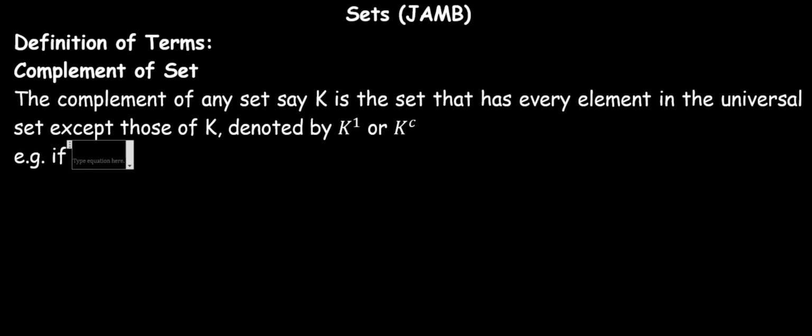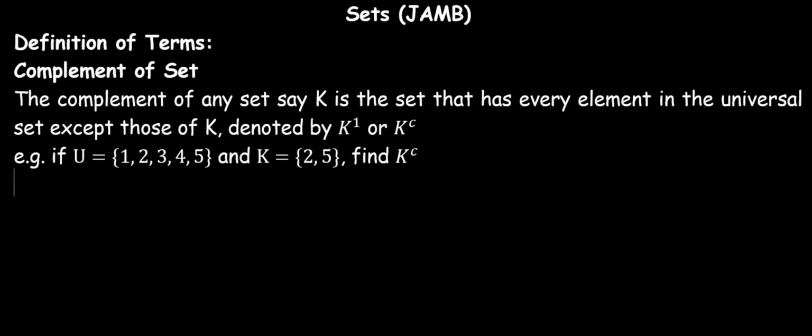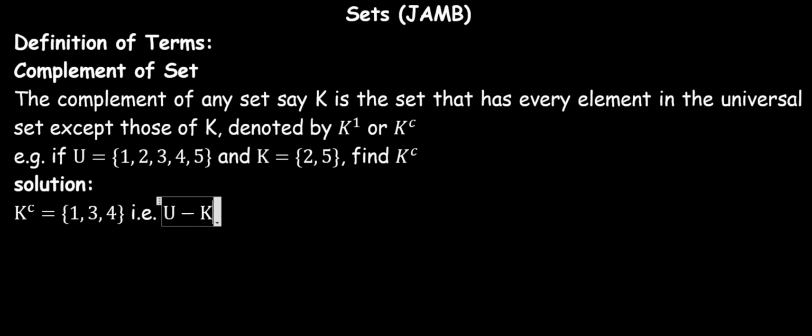The complement of any set, say K, is a set that has every element in the universal set except those of K, denoted by K prime, which can be K raised to power 1 or K raised to power C. Example: if the universal set is equal to 1, 2, 3, 4, 5, and the subset K is equal to 2 and 5, find K prime. That's the complement of K. Solution: the complement of K is equal to 1, 3, 4. That is simply the universal set minus the subset K, which is equal to K complement.